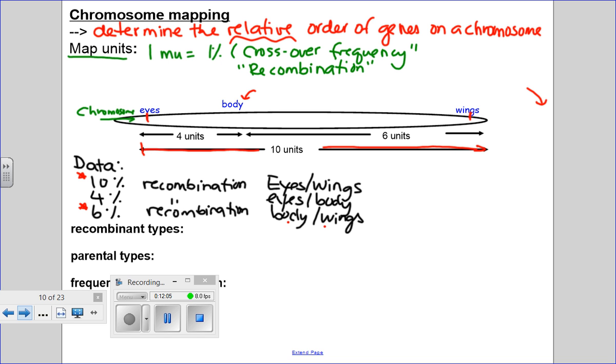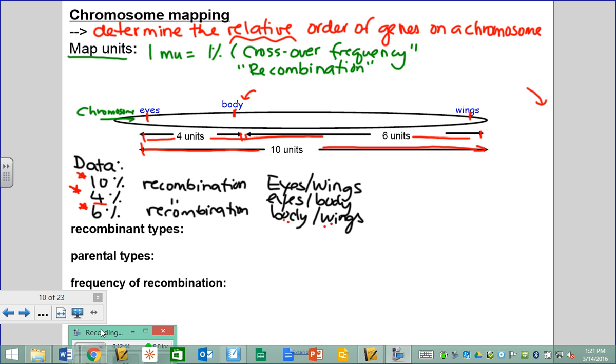I would say 98% of the time, it will be between the two that you already had. Now, I know there's 6% between body and wings. The reason I know that body goes here is because of this 4%. I see that body has to be 4 units from eyes and 6 units from wings. If I were to put it on the other side of wings, it would be way too far away from eyes, and so the percentages wouldn't line up. So this is the general method that you will go through.